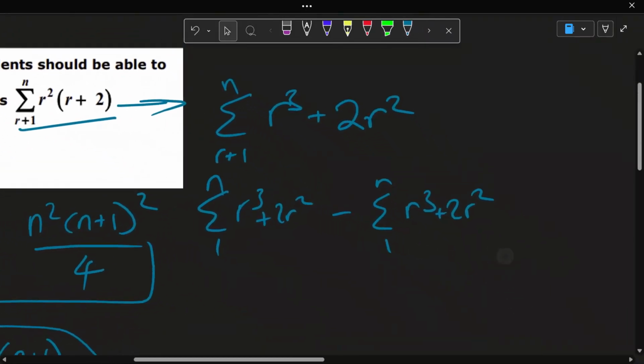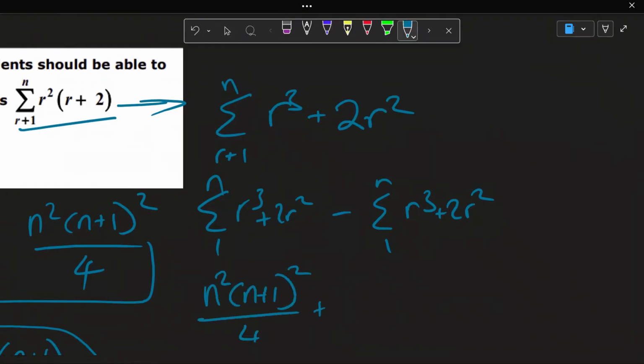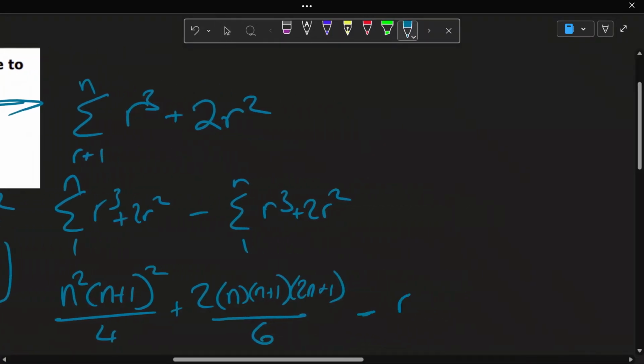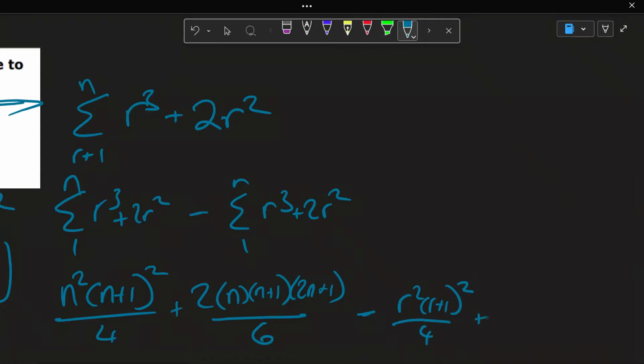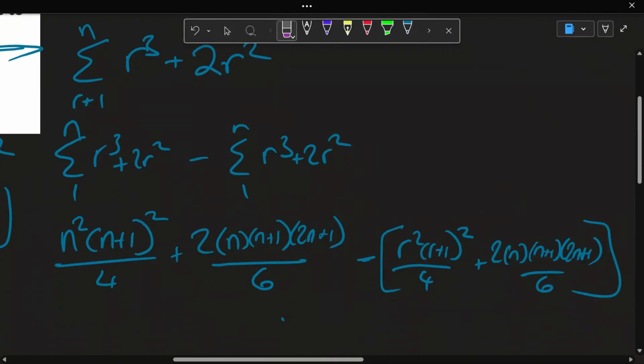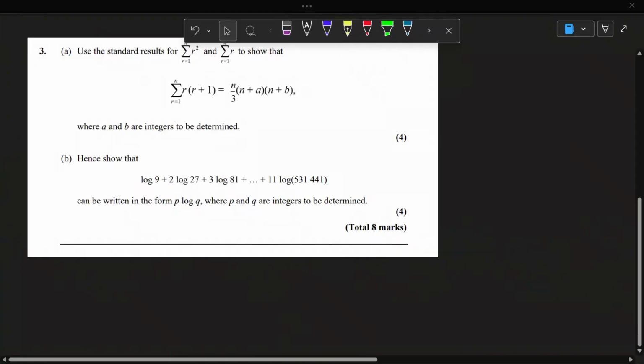So we can just plug in our formulae. That will be n squared (n plus 1) squared over 4 plus 2n(n plus 1)(2n plus 1) over 6, minus the same expression with r in place of n. Then you can plug in your values of n and r and get the answer. Well, that was basically it in terms of what we have from the spec. I told you this was quite a short chapter.